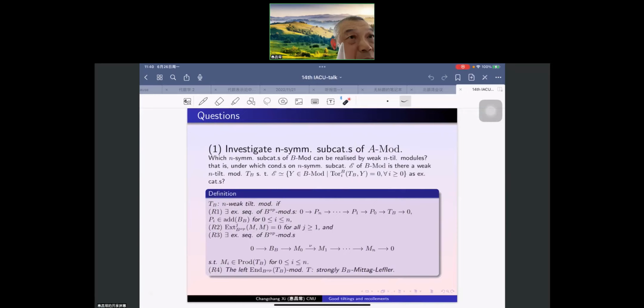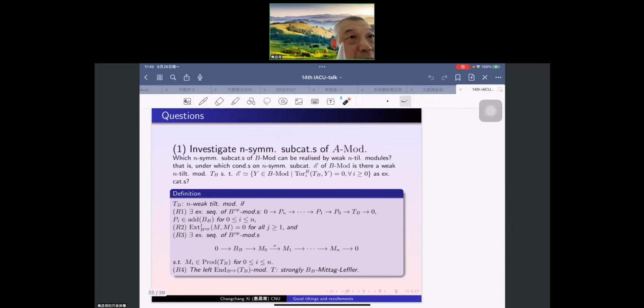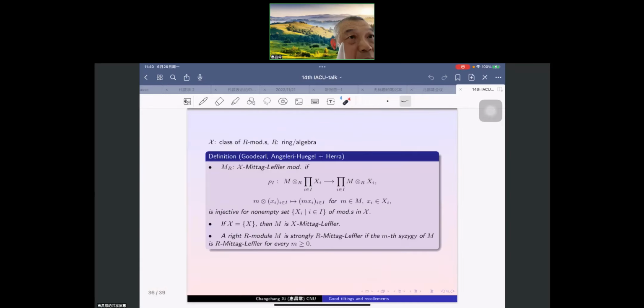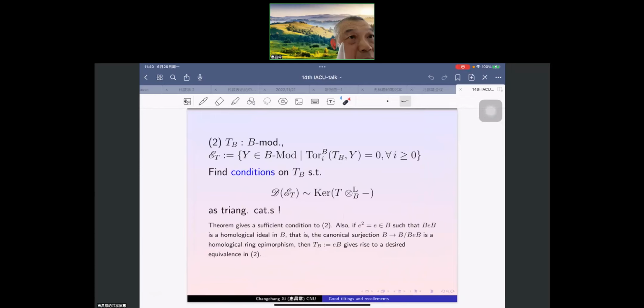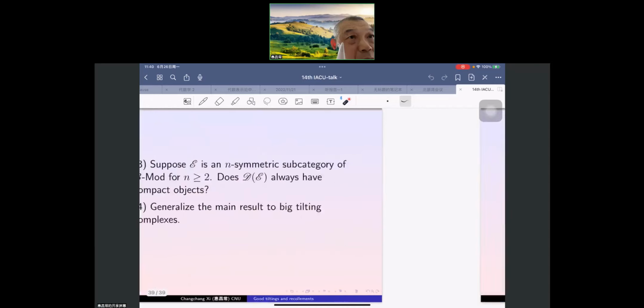There are also many questions related to investigating n-symmetric categories, for example, how to realize or classify n-symmetric subcategories of A-modules. Then there is another question: given such modules, can you find conditions such that the derived category of this exact category describes the kernel of these functors?